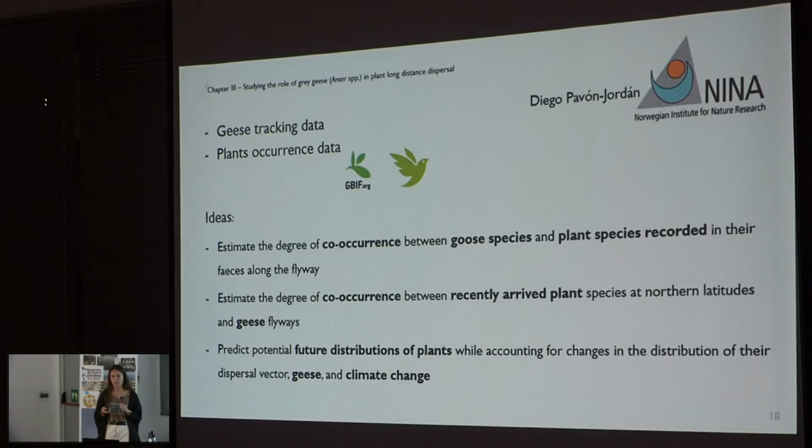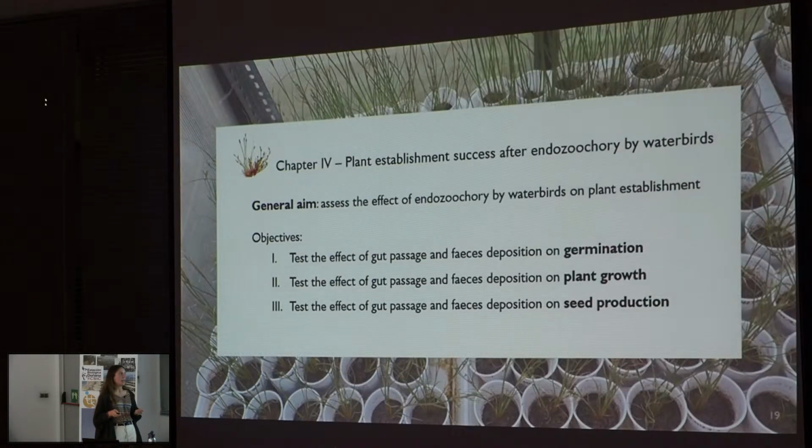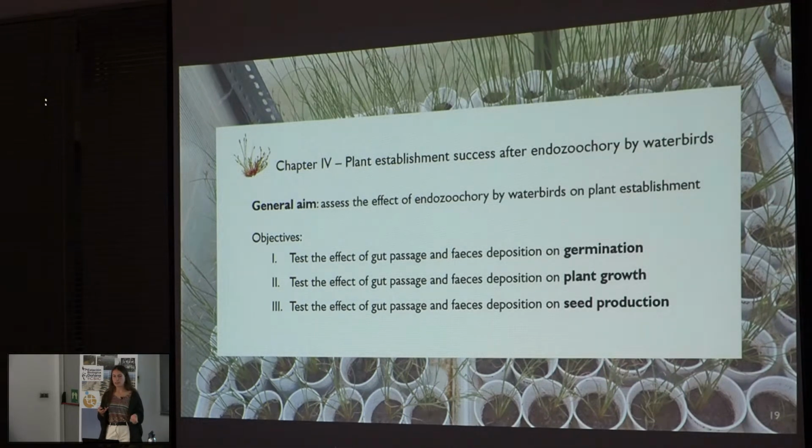Well, and lastly, as I told you, the final step for a successful dispersal event is the establishment of the plants, and with this chapter we want to assess the effect that endozoochory by waterbirds has on plant establishment. For that, we tested the effect of gut passage and feces deposition on germination, plant growth, and seed production.